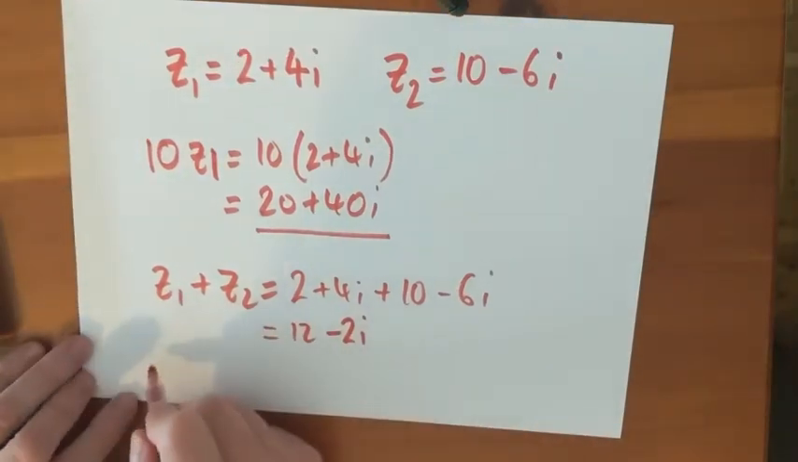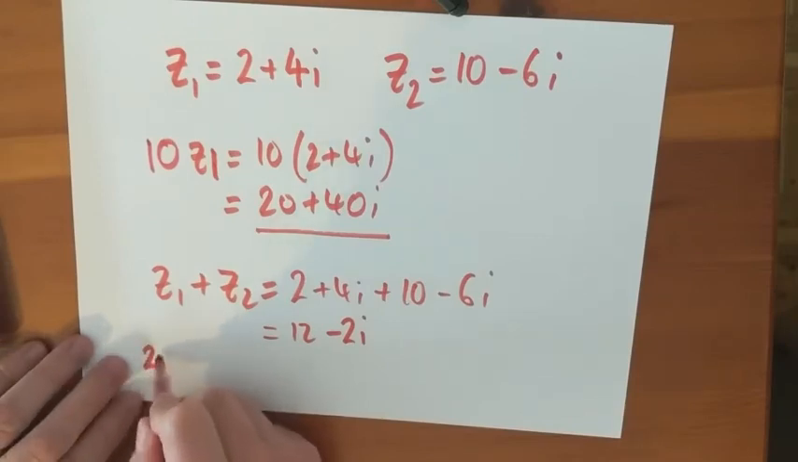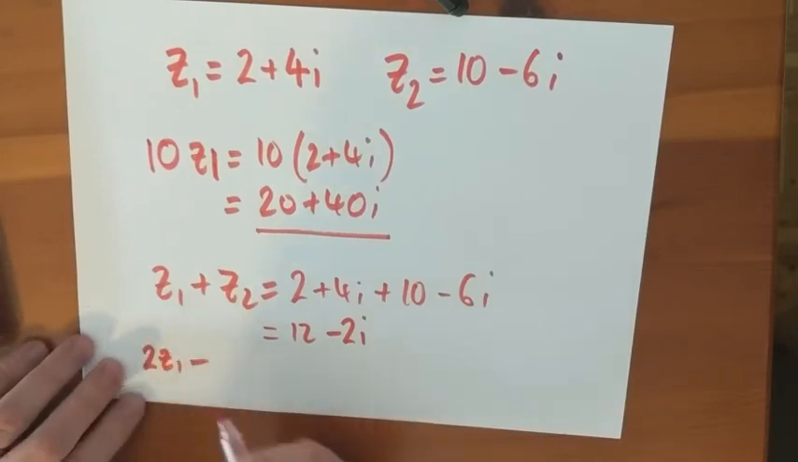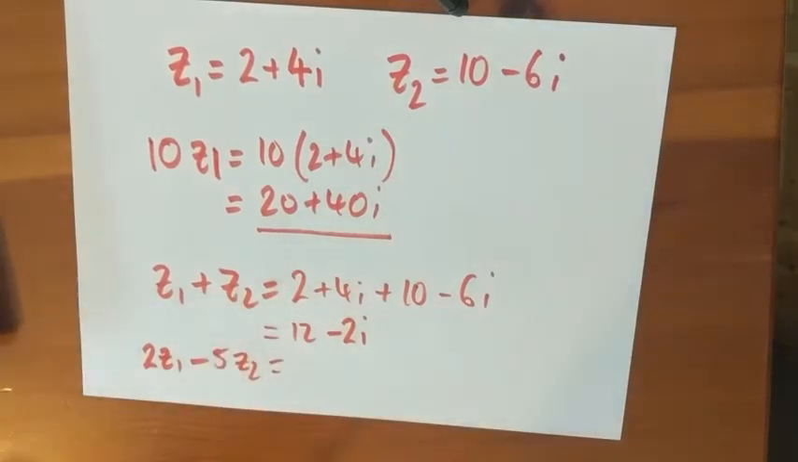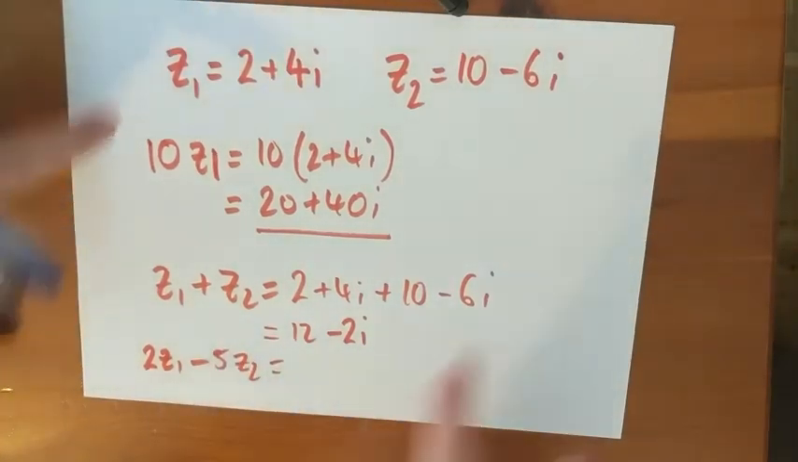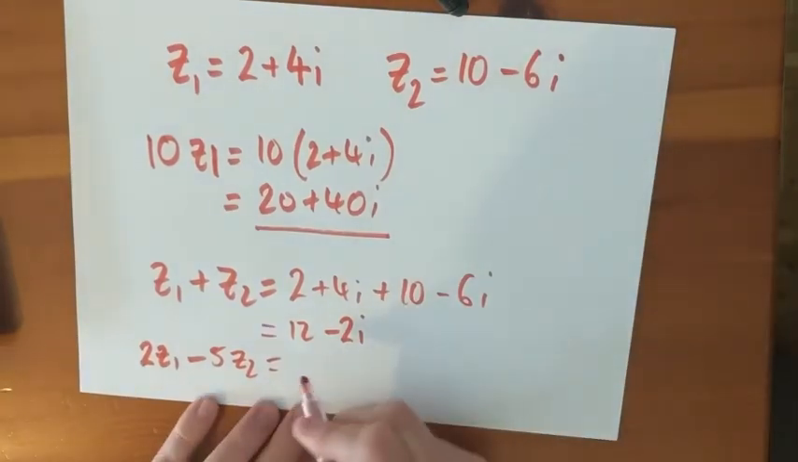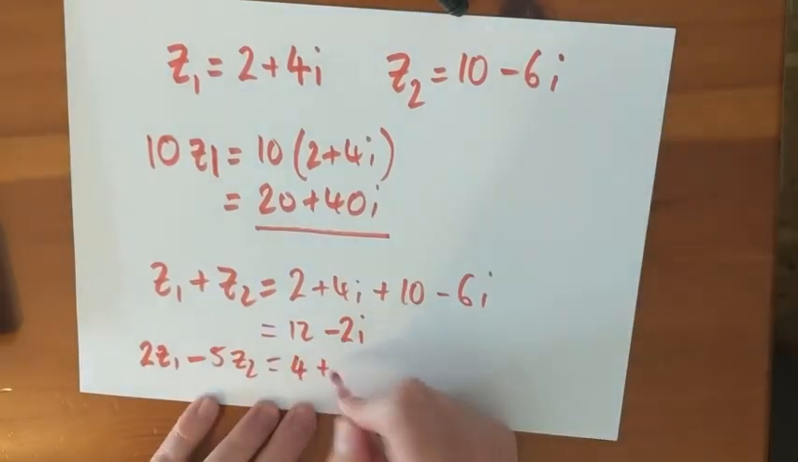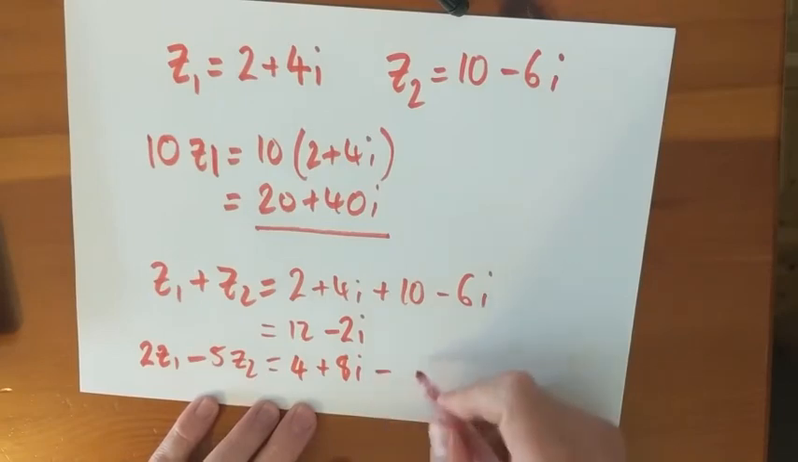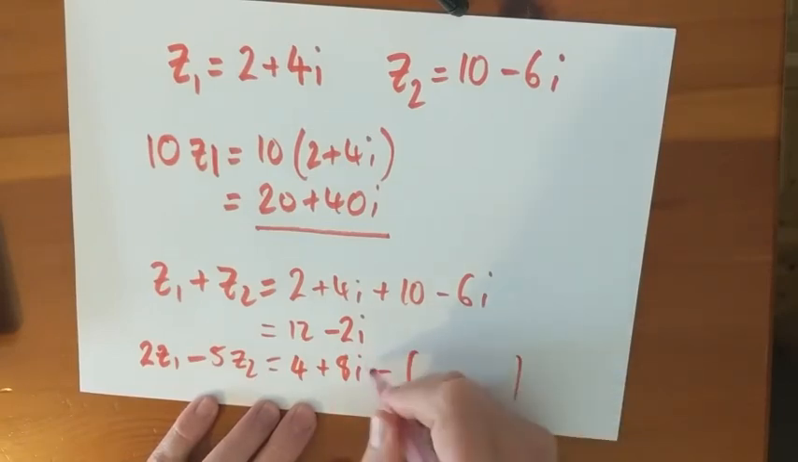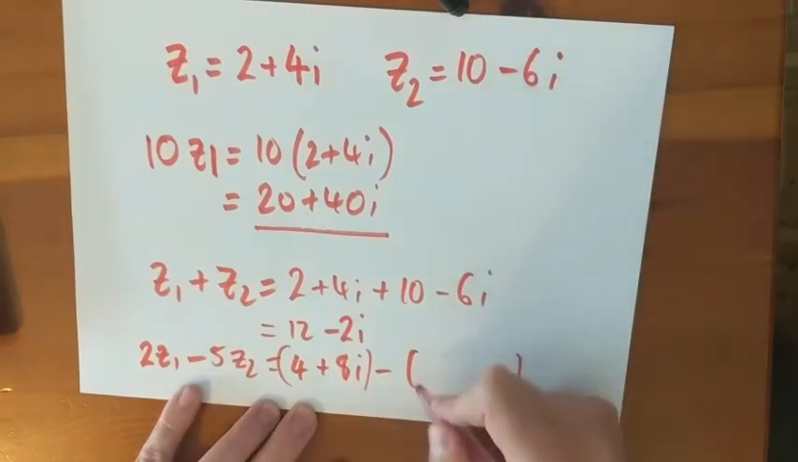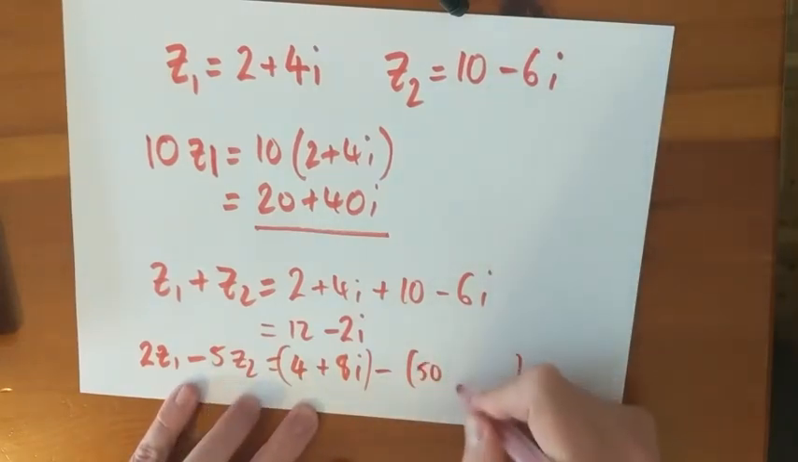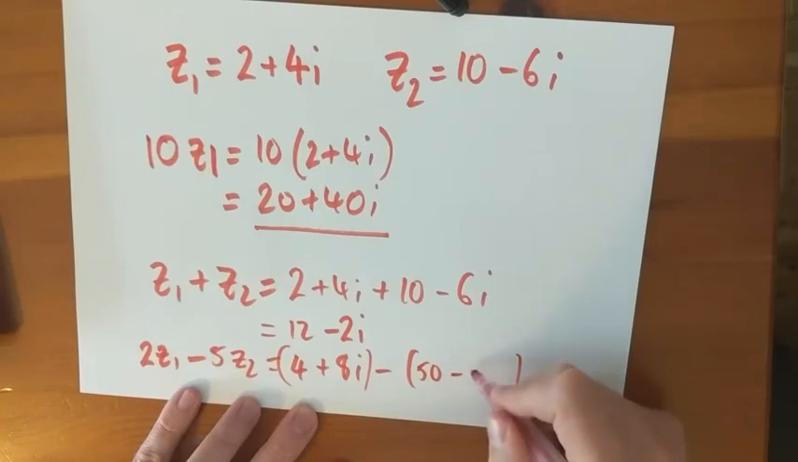So I could do, let's say we have 2z1 take away 5z2. So I now need to multiply this one by 2 and this one by 5. So I'll have 4 plus 8i take away, I'm going to put this in brackets just to be careful because of the negative numbers involved. 5 times this one, 5 times 10 is 50. 5 times minus 6 gives me minus 30i.